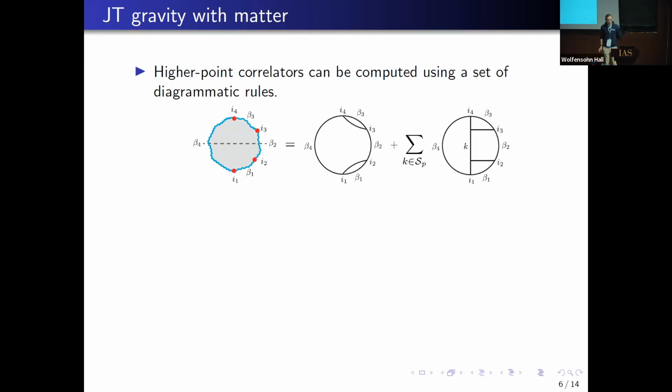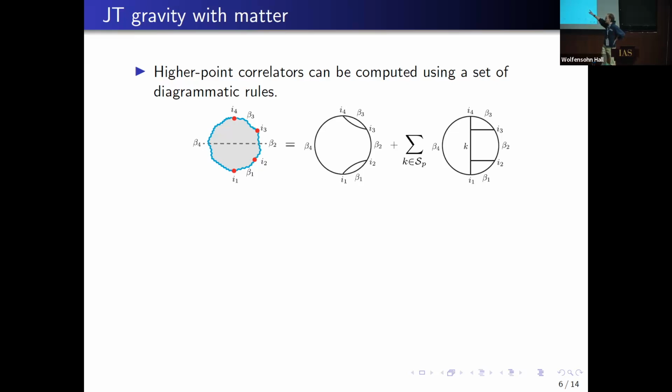I'm not going to go over all the diagrammatic rules explicitly, but I just want to give you a feeling for how they work. On the left-hand side here, this is a Euclidean 4-point function where I have 4 operators extrapolated to the AdS boundary. And this dotted line here just represents a way to cut this diagram in half on a constant time slice. And here we can insert a complete set of states. And it turns out that by doing this, we can derive a conformal block decomposition of the 4-point function.